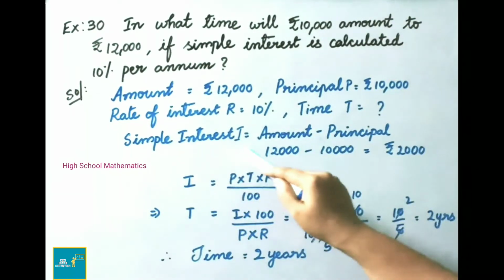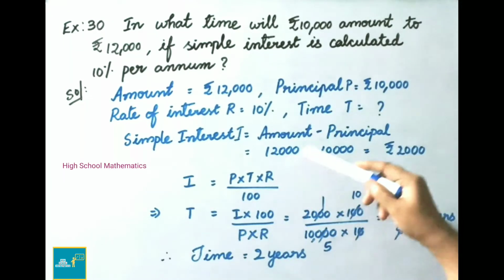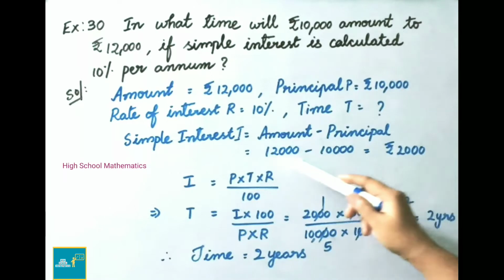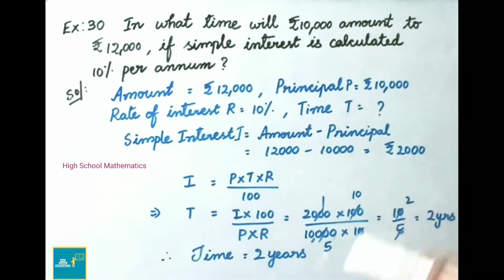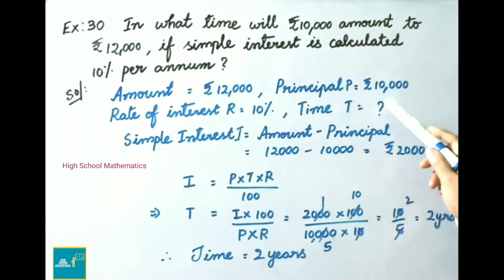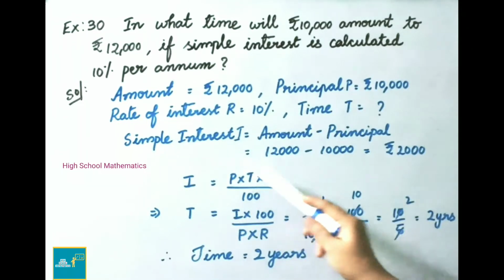See here, simple interest I is equal to amount minus principal, that is total amount 12,000 minus principal amount 10,000, that is 12,000 minus 10,000 is 2,000 rupees. Therefore, simple interest I is equal to 2,000 rupees. We know simple interest formula I equals P into T into R by 100. Here we have to find time. So T equals I into 100 by P into R.